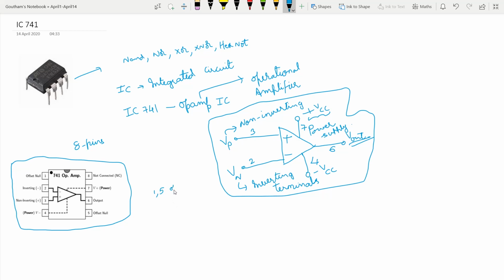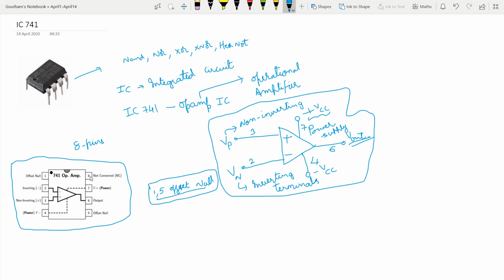Okay, 1 and 5 are offset null, so these are not used often. Their usage is out of the scope of this syllabus, so you need not worry about these two terminals, 1 and 5. They are seldom used.